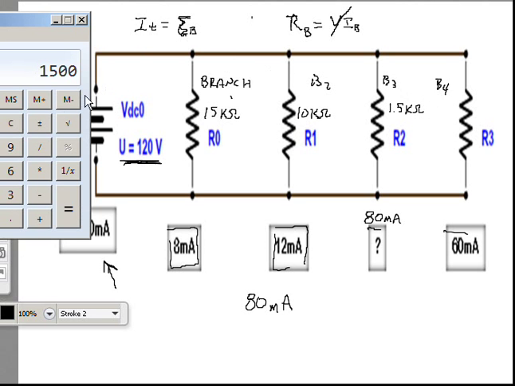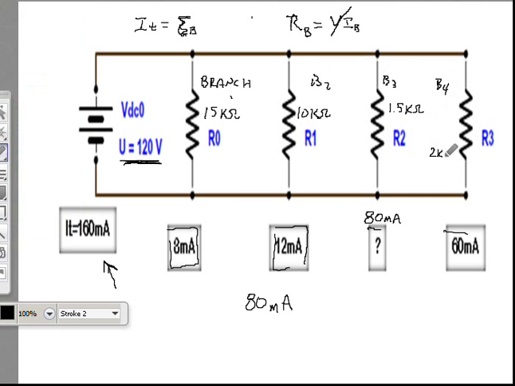And finally, 120 divided by 0.06, 60 milliamps, equals 2 k ohms. Now you notice the smaller resistors draw the most current. The old saying, something is going to take the path of least resistance. Well, current takes the path of least resistance. So the lower the resistance, the higher the current.